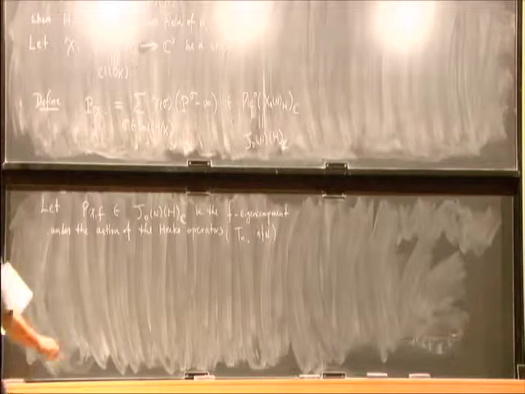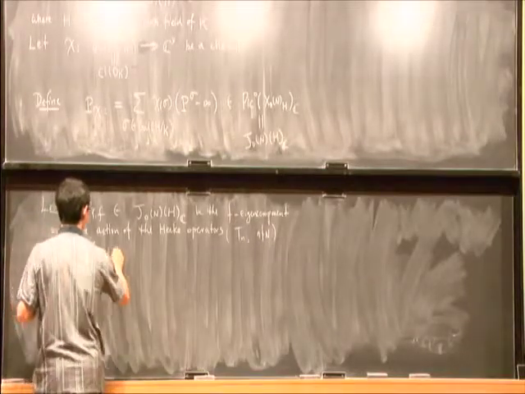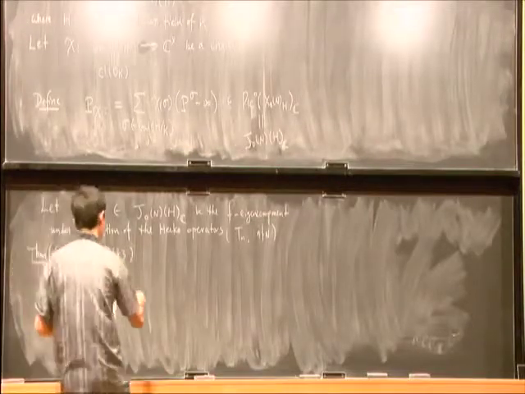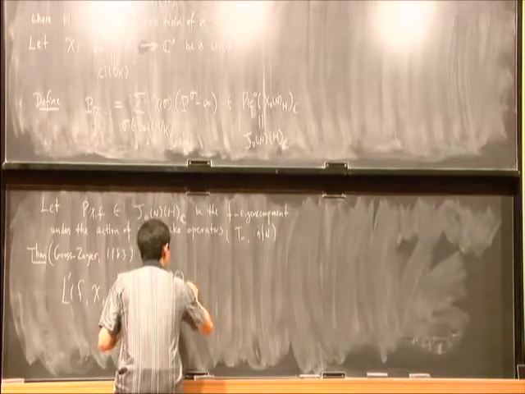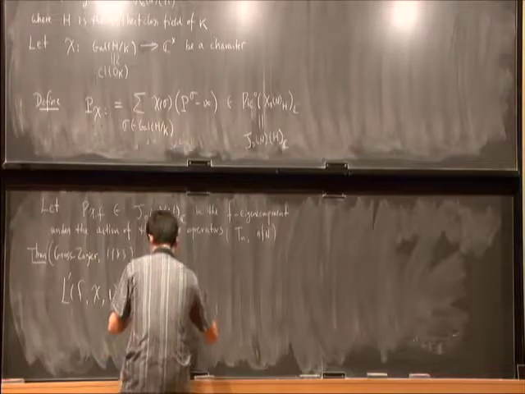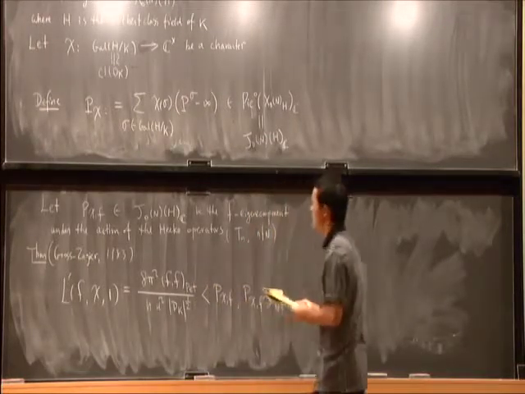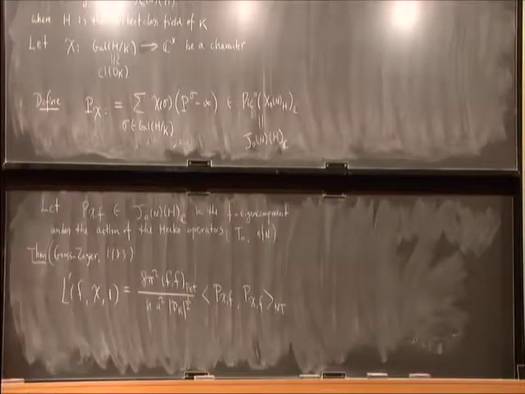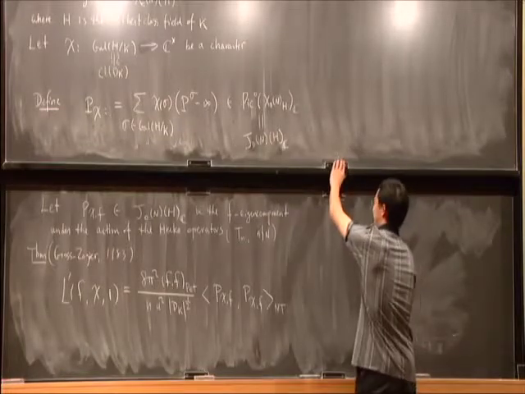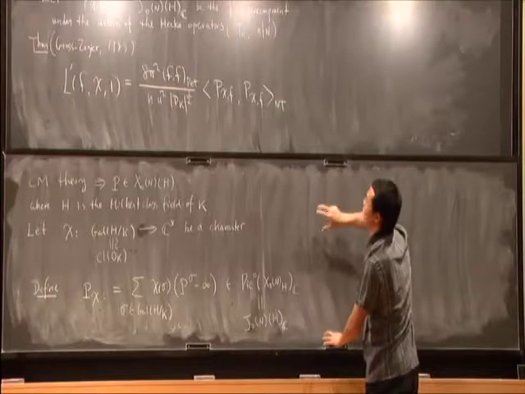So now here comes the theorem. L'(f,χ,1) equals... So this is the formula proved by Gross and Zagier.